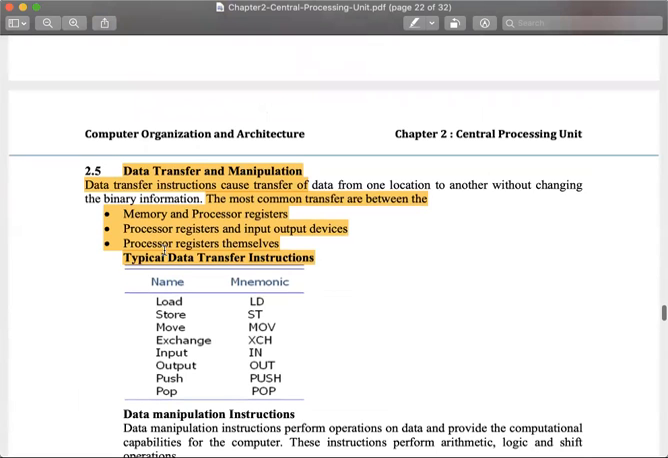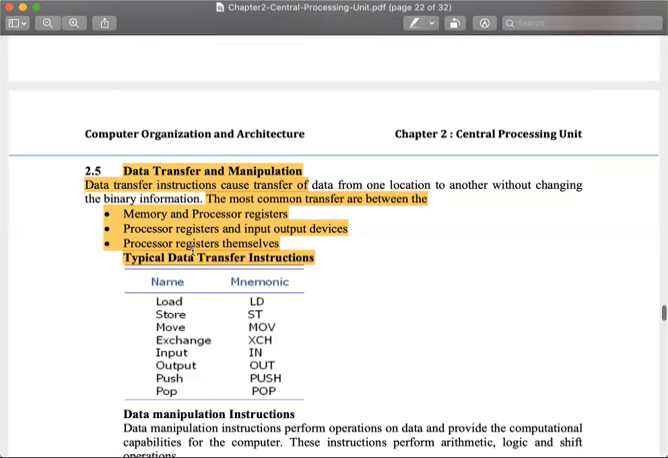Next topic is data transfer and manipulation. Data transfer: we take the data from memory, load it into the register, do some instructions, so we need to transfer from here and there, from memory to register to somewhere. Basically the transfers happen between memory and processor registers, and between input output devices and processor registers.